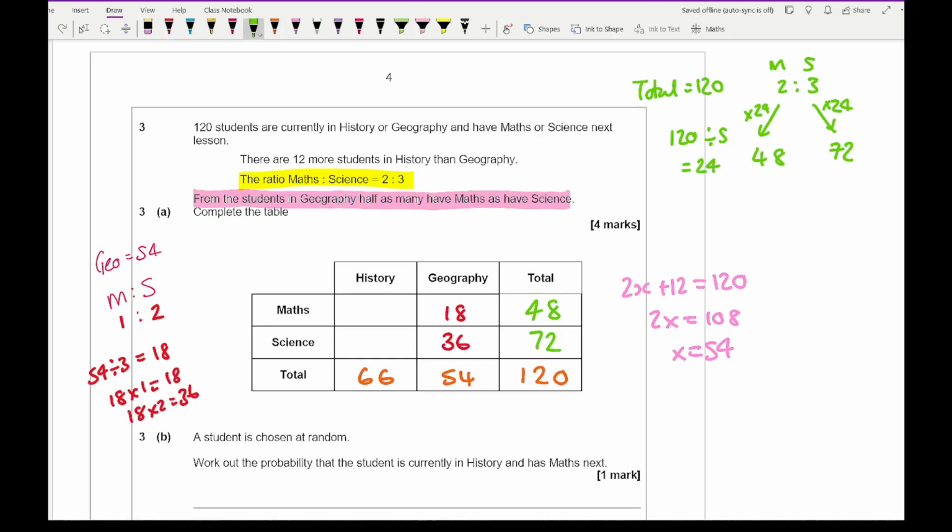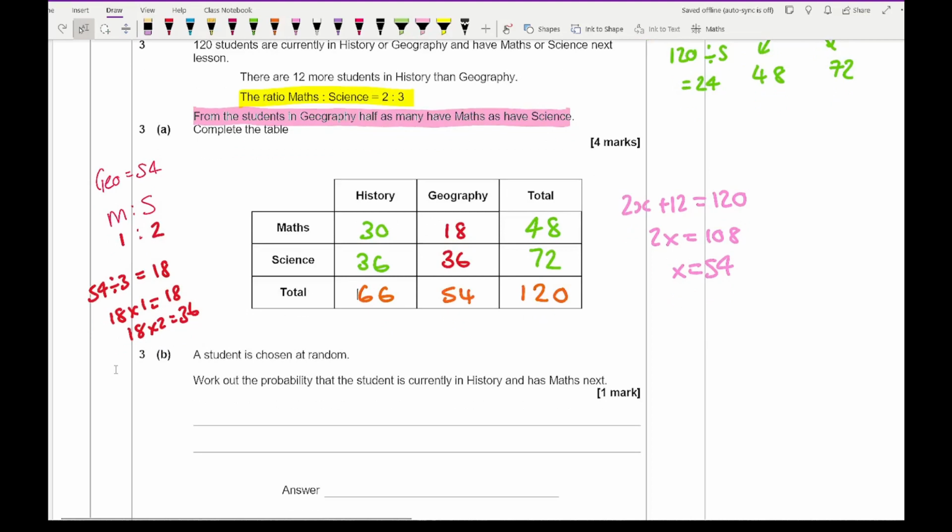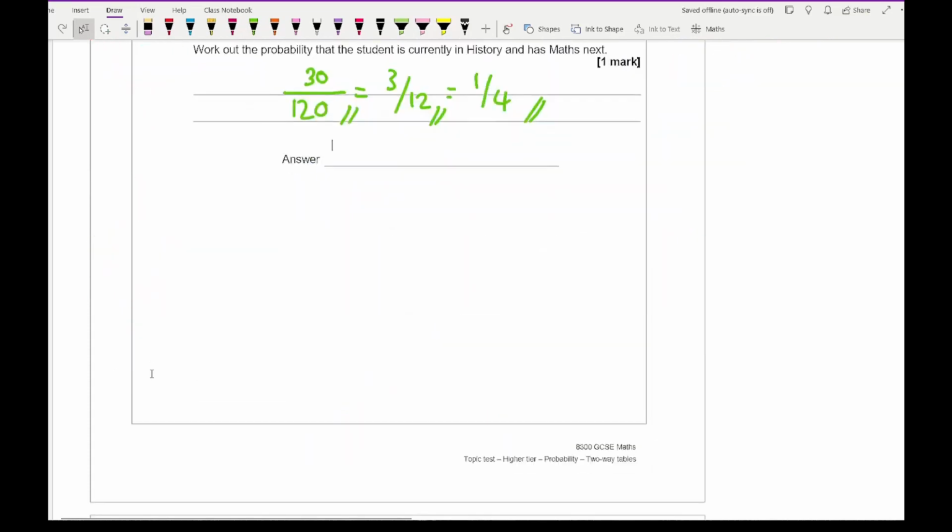Then from that I can work out the history by taking it away from the total from maths and science. So this is going to be 30 and this number here is going to be 36. It then says for 3b that a student is chosen at random, work out the probability that the student is currently in history and has maths next. So the number of students who are in history that have maths next is 30. So it's going to be 30 out of 120, which is 3 over 12, which is a quarter. So any of those fractions would be absolutely fine.